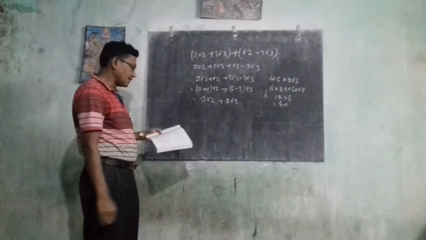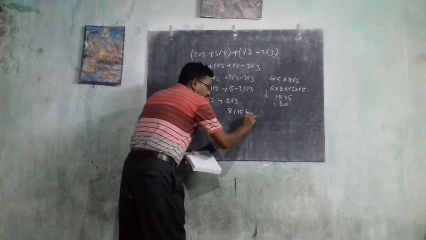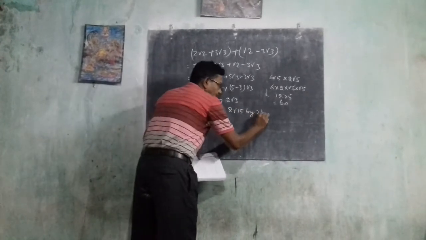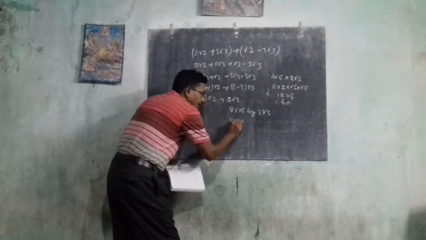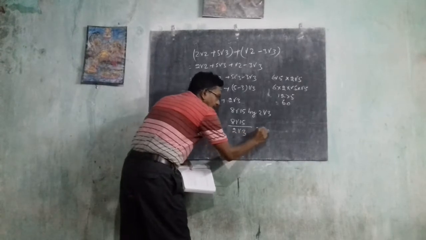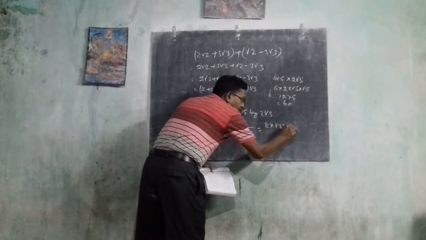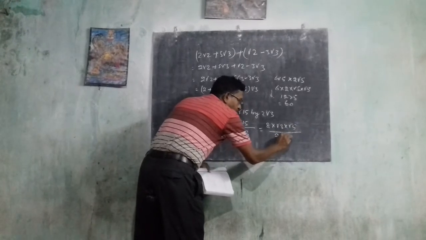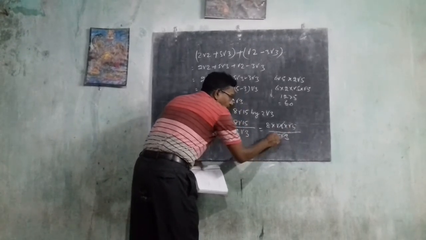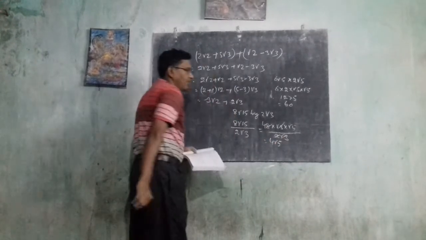Then one division case: 8 root 15 divided by 2 root 3. This I can write as 2 into root 3 into root 5 by 2 root 3. Root 3 cancels, and 2 fours are 8. So it becomes 4 root 5.